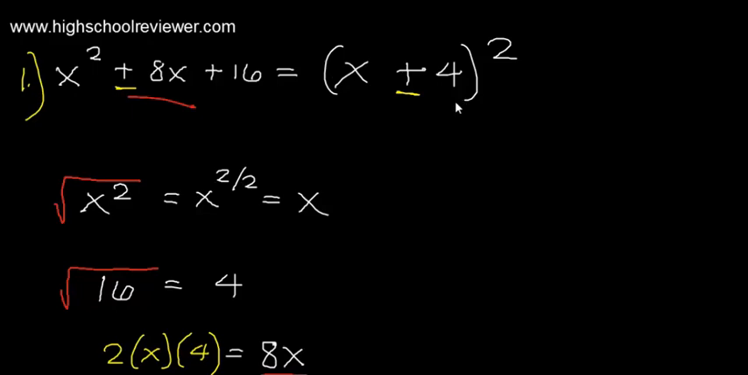And to factor this out, we take the result of the square root of the first term and then the result of the square root of the third term. And whatever sign is on the second term, we are going to use this. And do not forget to raise the quantity to the power of 2.